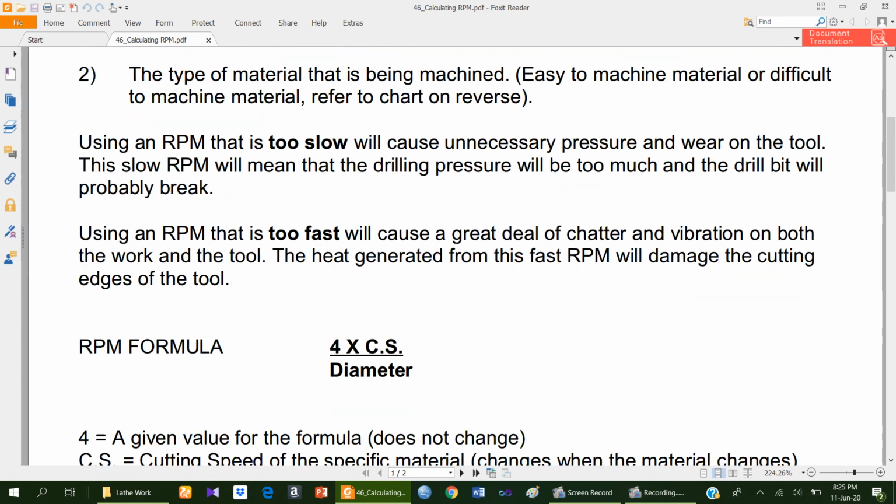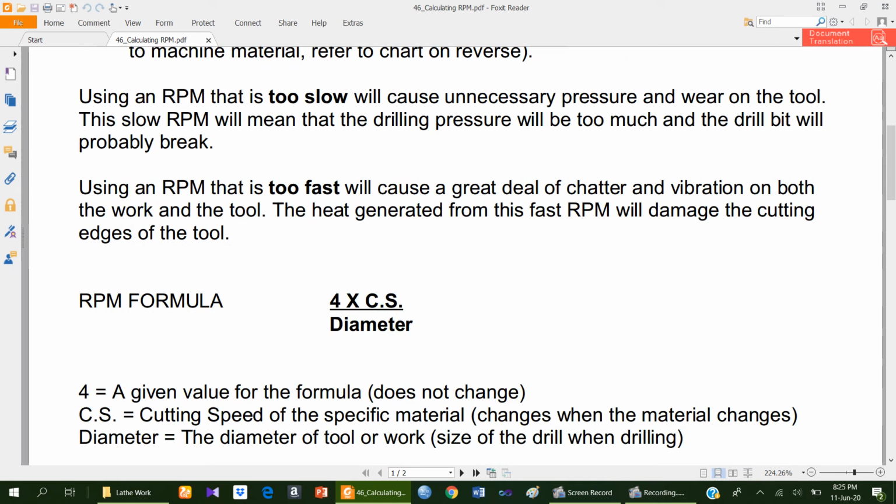Now how to calculate RPM. RPM is calculated by the following formula: 4 into CS, that is cutting speed, divided by the diameter. 4 is the given value of the formula, so it doesn't change. CS is the cutting speed of the specific material and it will change as the material changes. Diameter is the diameter of the workpiece or the tool being used.